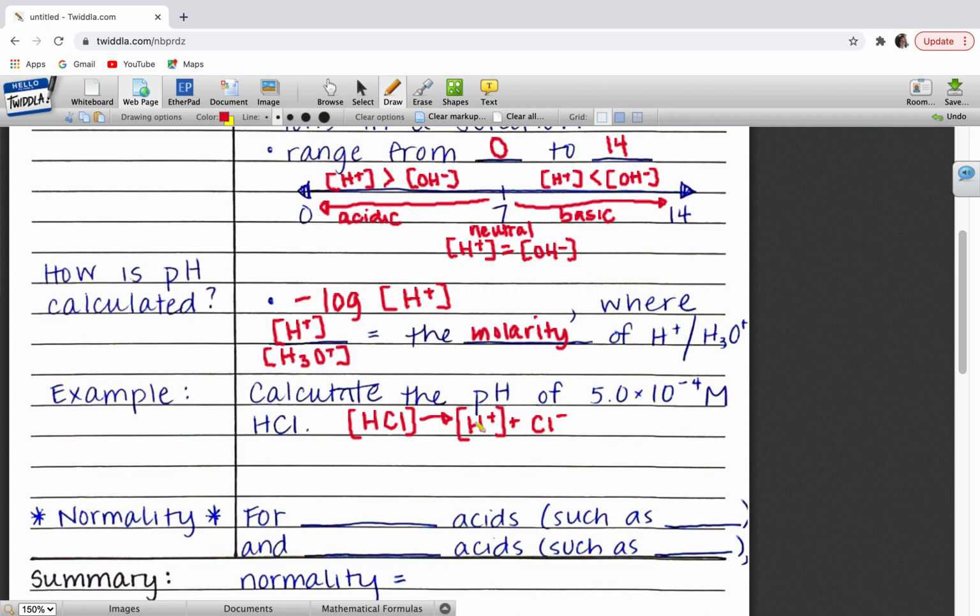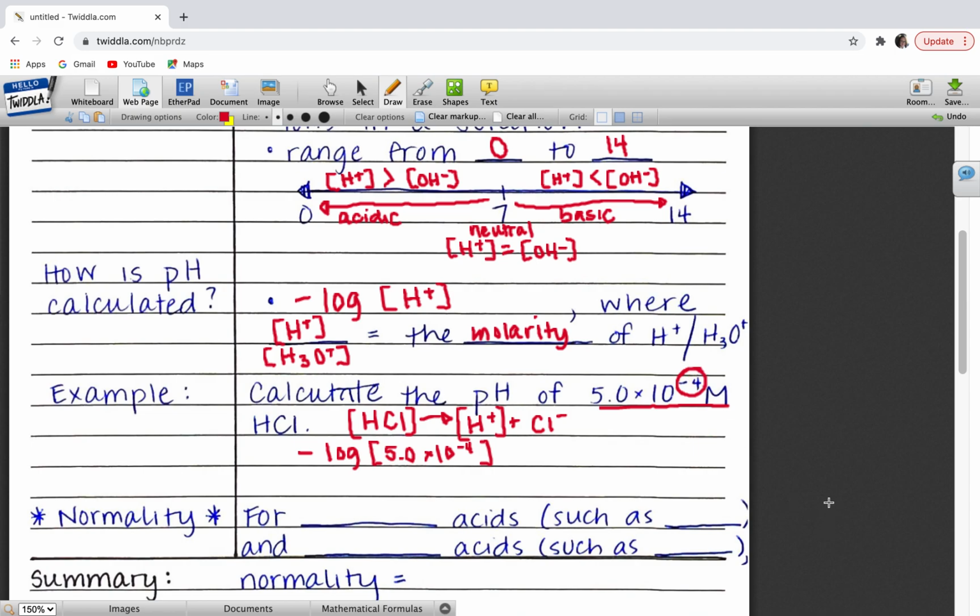So basically what I need to do is take this molarity that was provided and plug it into this formula. So I'm going to put negative logarithm, and then I'm going to type in my calculator 5.0 times 10 to the negative fourth. Now before we even get started with this calculation, before I even turn on my calculator and punch some buttons, I want you to understand that the power of hydrogen is coming from that exponent right there.